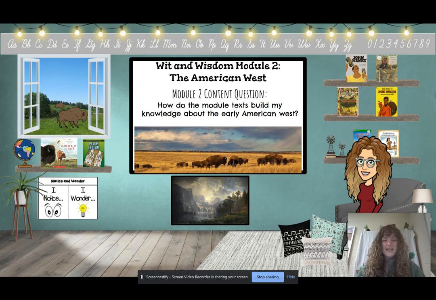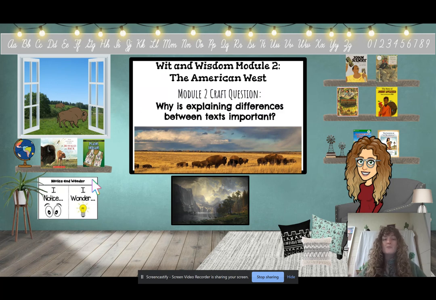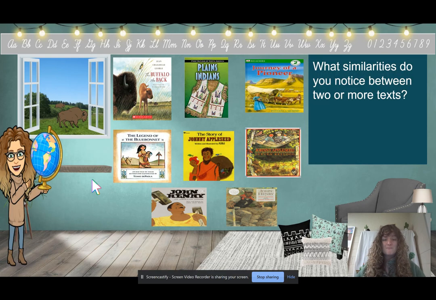All right, so we are trying to answer the pizza bite question today. How do the module texts build my knowledge about the early American West? We have read 8 different texts about the early American West. And we are going to be answering this question today. Why is explaining differences between texts important? We are going to be answering that question by creating an evidence organizer to help us organize points where we find similarities and differences.